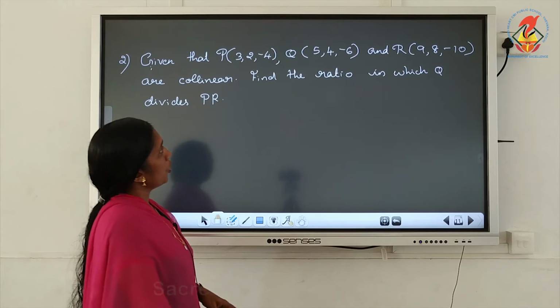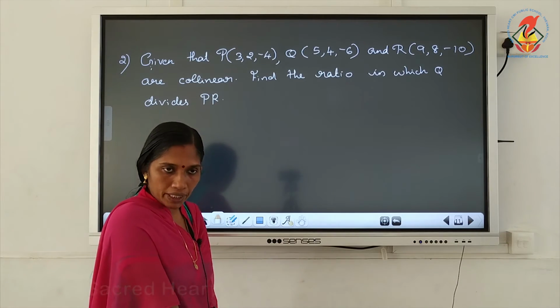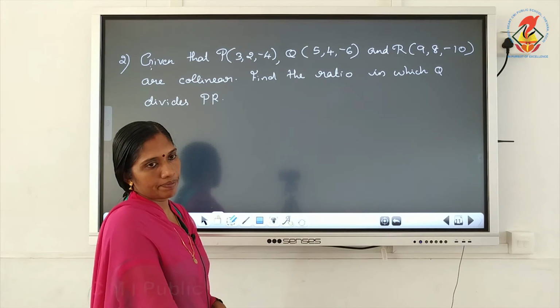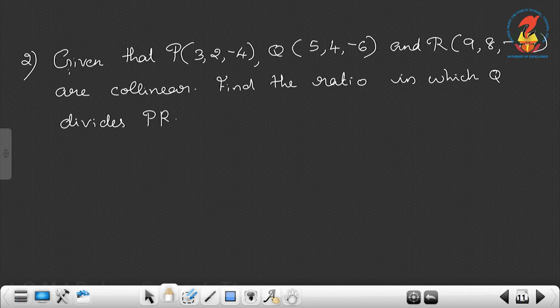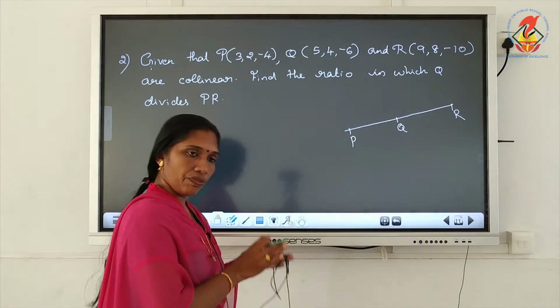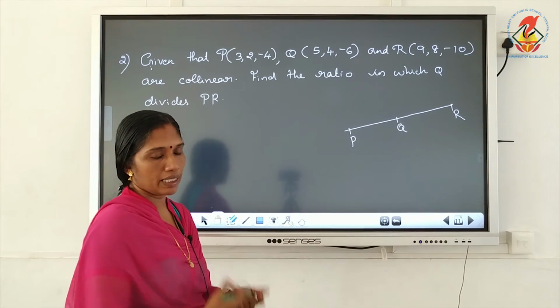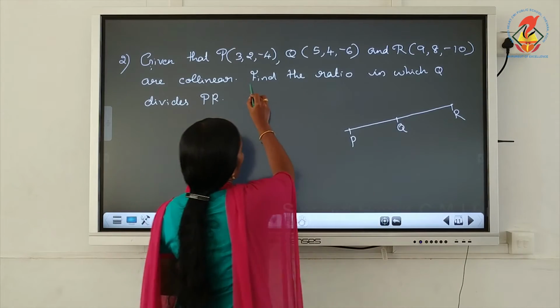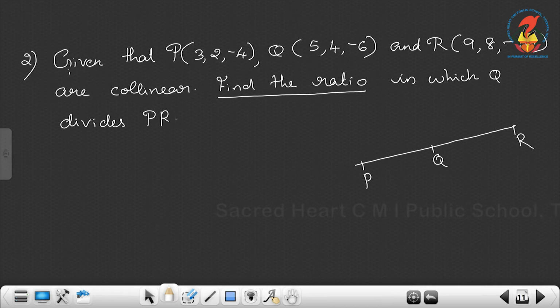Given that P, Q and R are collinear, find the ratio in which Q divides PR. They are collinear means they are on the same line, P, Q and R. Okay. We don't know whether Q is in between P and R or external, that is internal division or external division, that we don't know. Here the question is find the ratio. So we take it as k is to 1.